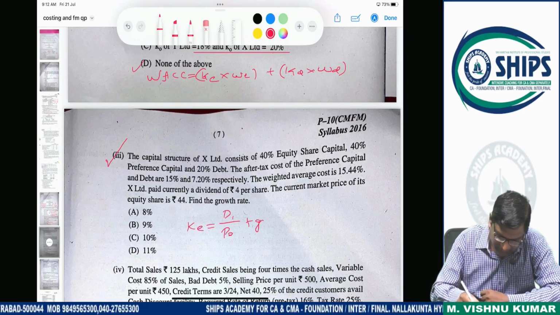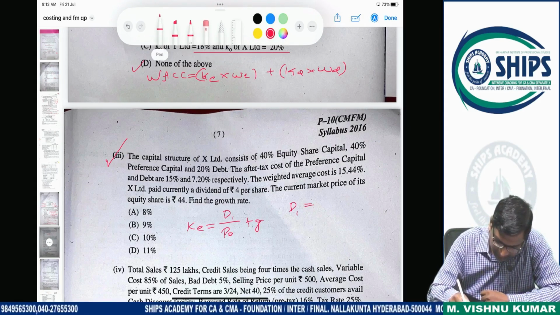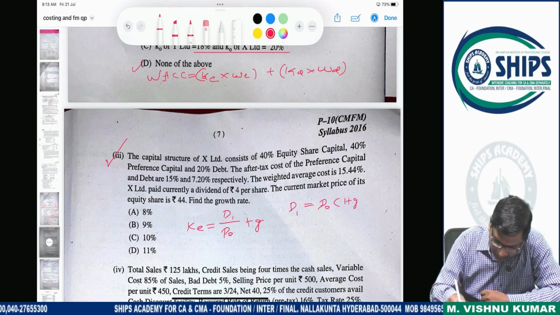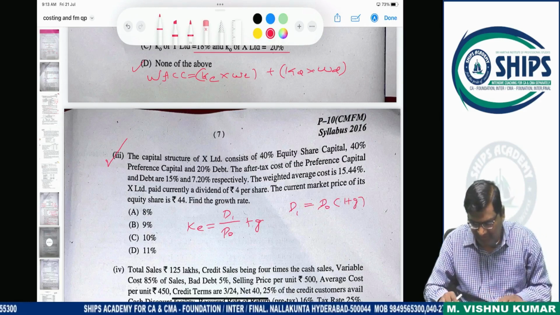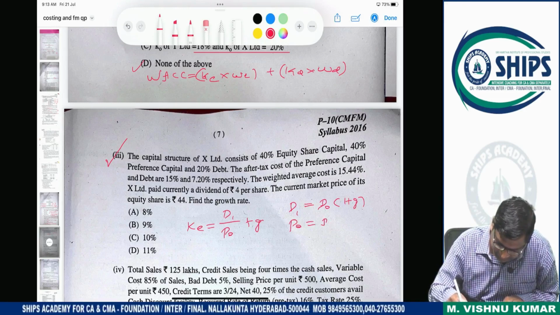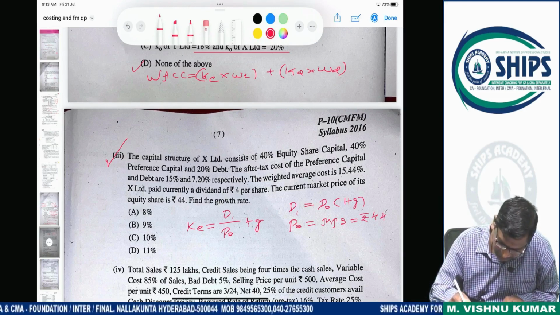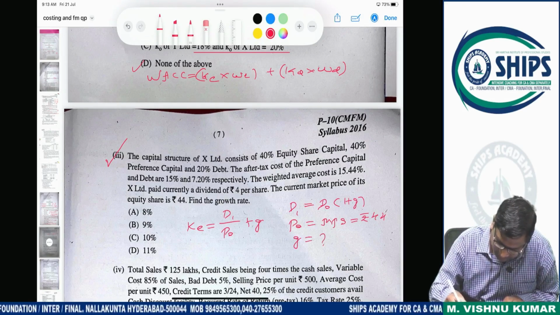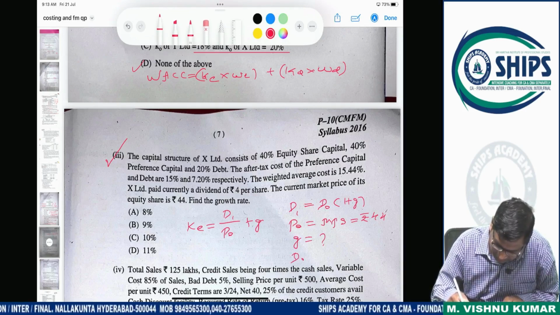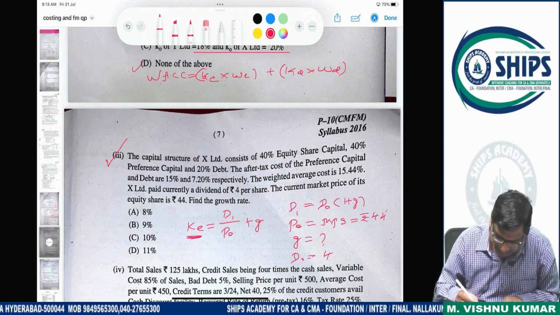Cost of equity is D1 by P0 plus G. D1 means current dividend into 1 plus growth rate. P0 means market price per share, which is 44, given. Growth rate is missing, and this we have to calculate. D0 is given in the question, this is 4. Along with this, we have to calculate cost of equity here.